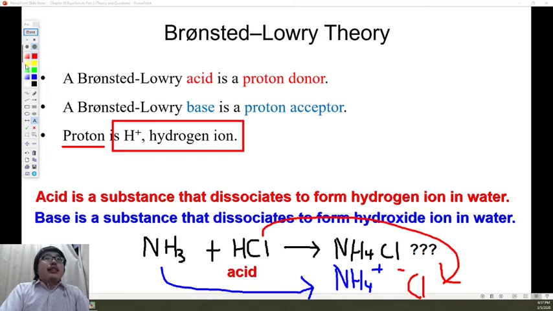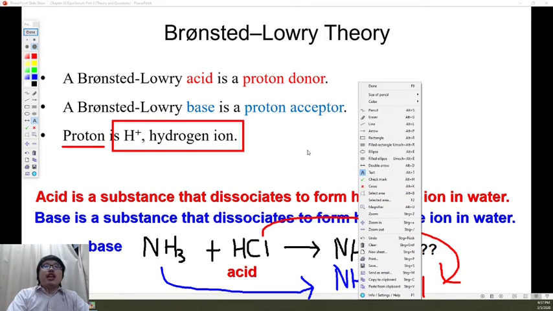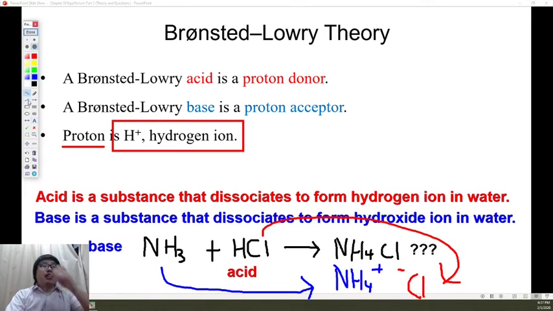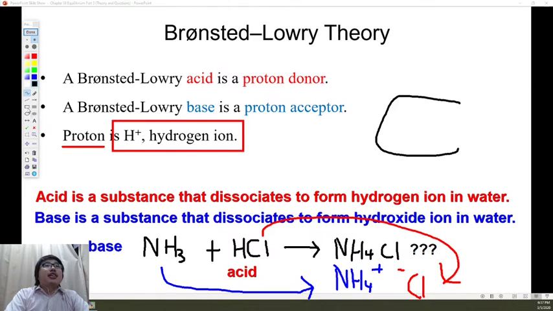As long as it accepts a proton, it is a base. We focus exclusively on proton donation or acceptance, hydrogen ion. Now, how did this compare to what you studied last time?